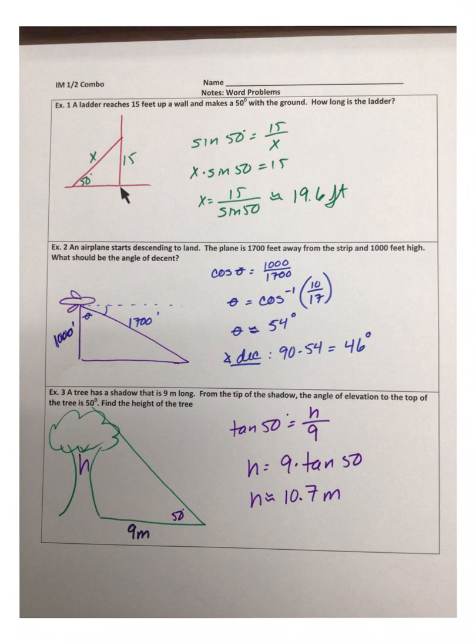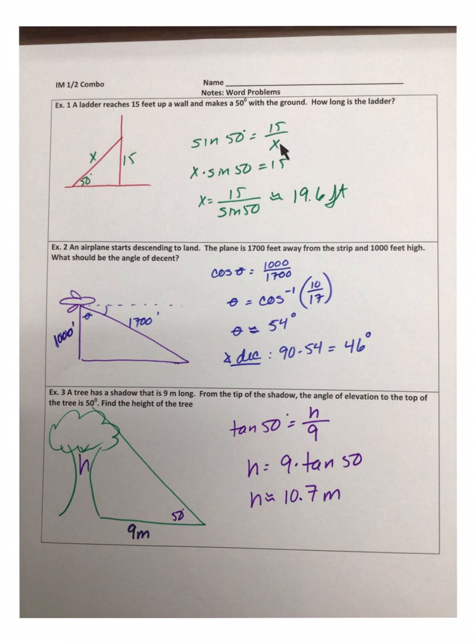All right, so here's the wall, and here's the ladder leaning against the wall and the angle that it makes with the ground. So the angle with the ground is 50 degrees. It reaches 15 feet up the wall, and we are looking for the length of the ladder. So we have the opposite leg, and we're looking for the hypotenuse. So that would be sine, so, S-O-H. So the sine of 50 degrees is 15 over x.